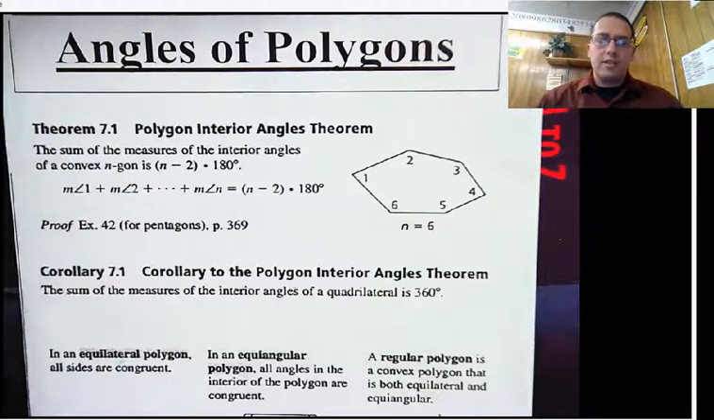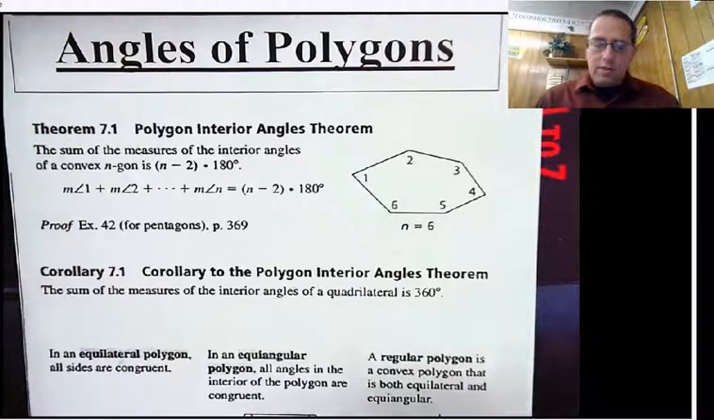What this says is the sum of the measures of the interior angles of a convex n-gon is (n minus 2) times 180 degrees. Right? What's an n-gon? An n-gon is a polygon with n number of sides. Right? So a 7-gon has 7 sides. A 43-gon has 43 sides.